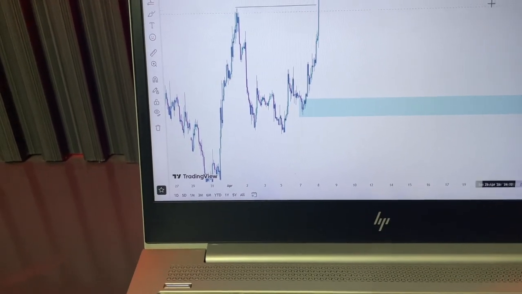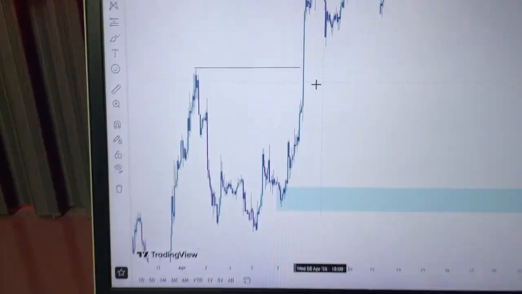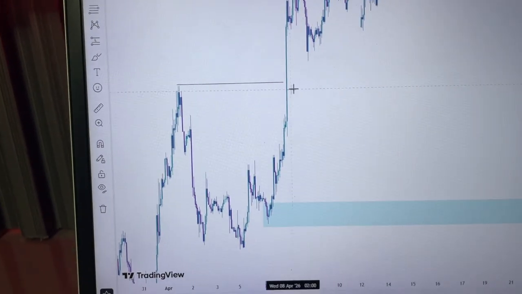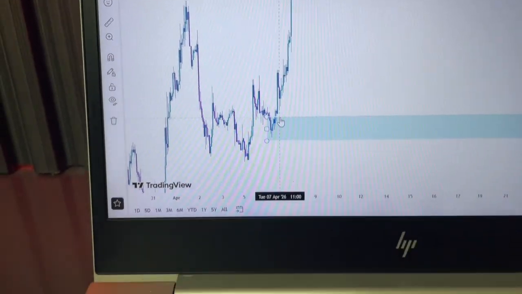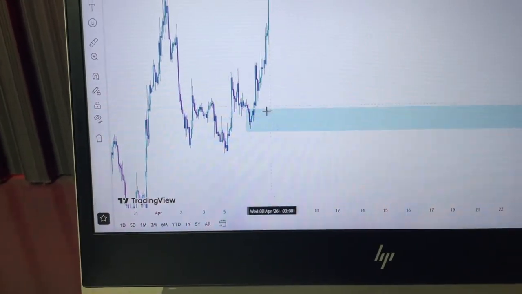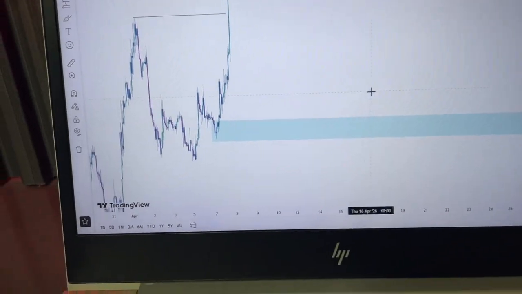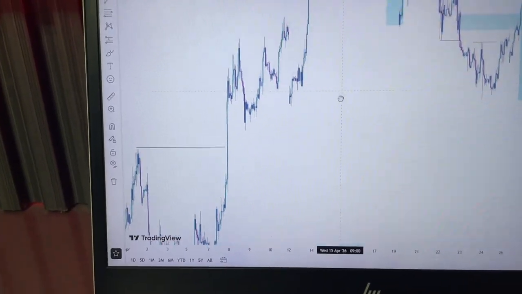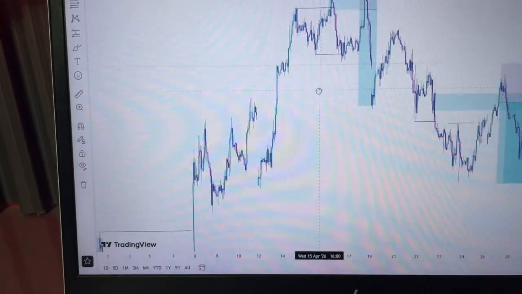In the month of April, this is what happened. We got this bullish momentum to the upside, indicating that there are more buyers in the market. This means that we expect price to return to this particular demand zone. But price did not do that, and it continued to go to the upside.